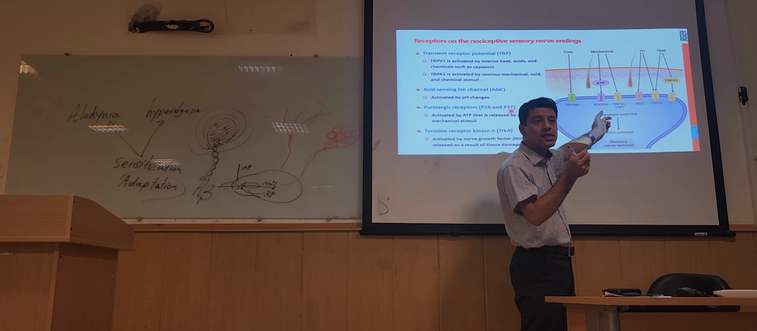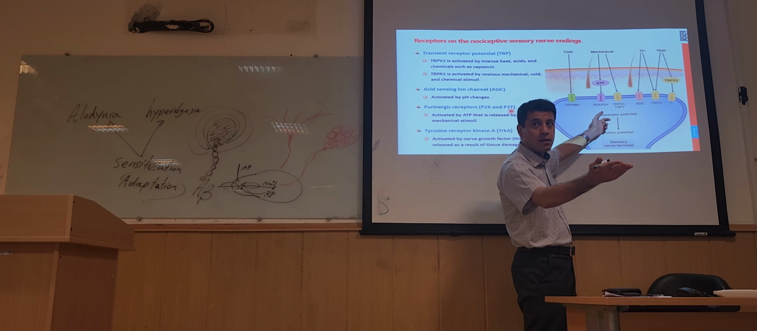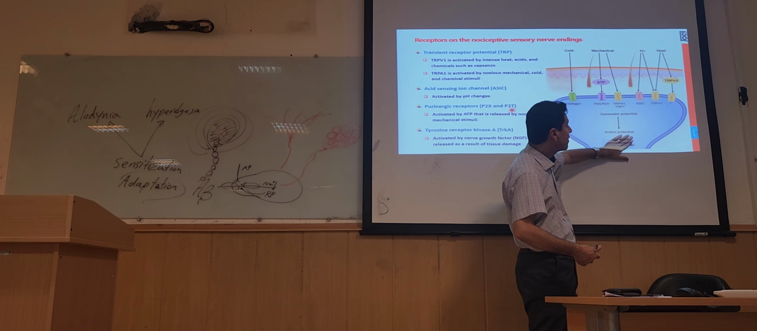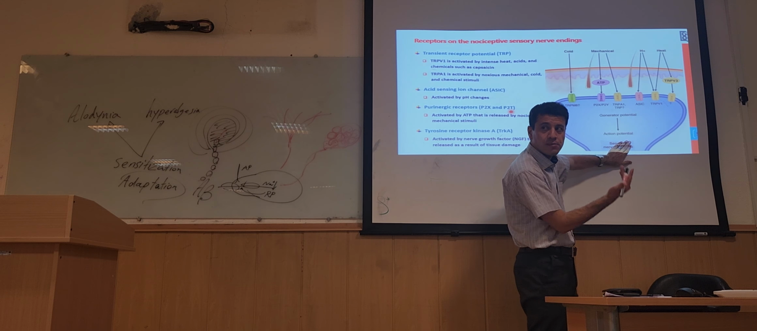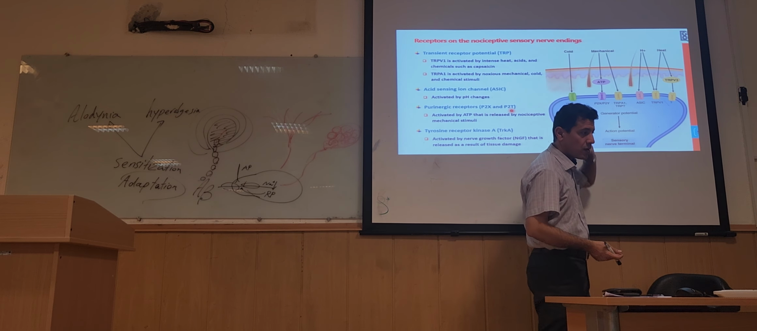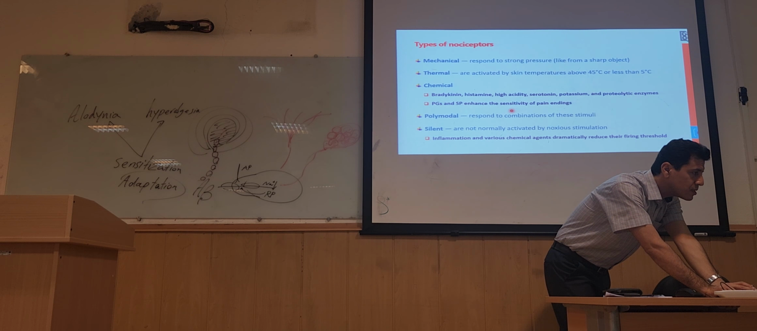ATP is released when there is injury. Injury causes rupture of the cell. Inside the cell we have ATP, so ATP is released, and it can activate this channel. Activation of this channel activates this nociceptor. An action potential is made this way. And so on. So different channels are present in the nociceptor.